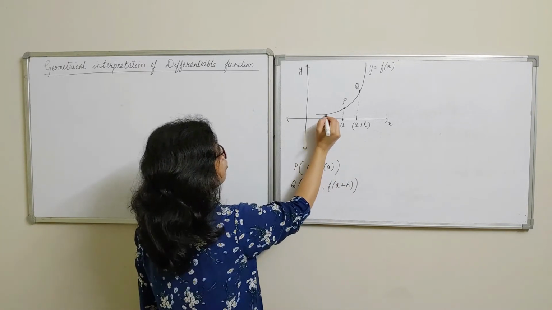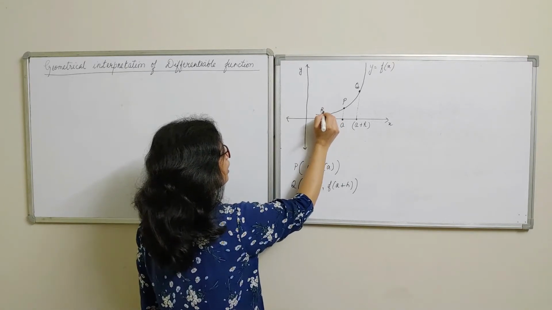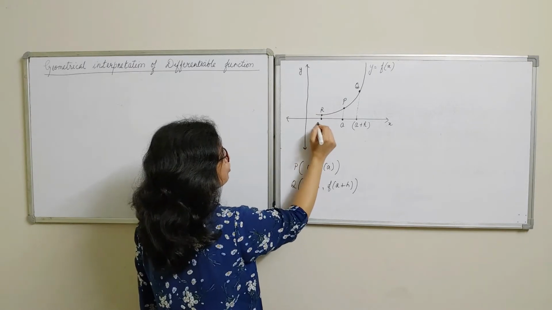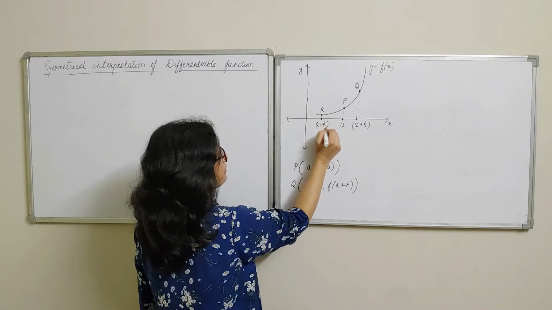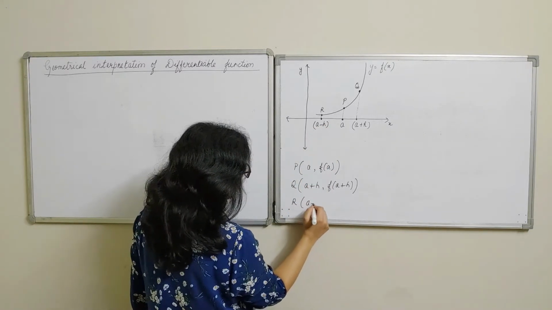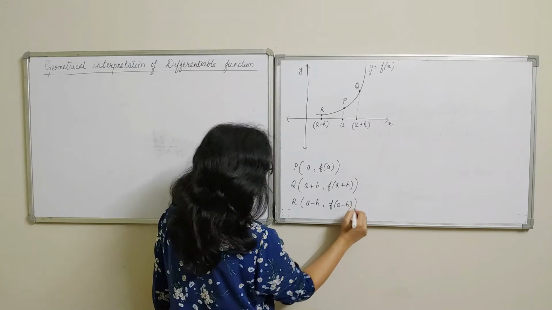Likewise, let's also take a point here, say this is the point R, and this point corresponds to A minus h on the x-axis. So coordinates of R would be (A minus h, f(A minus h)).